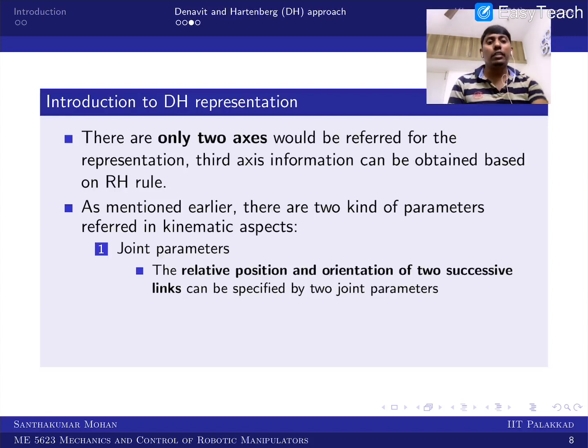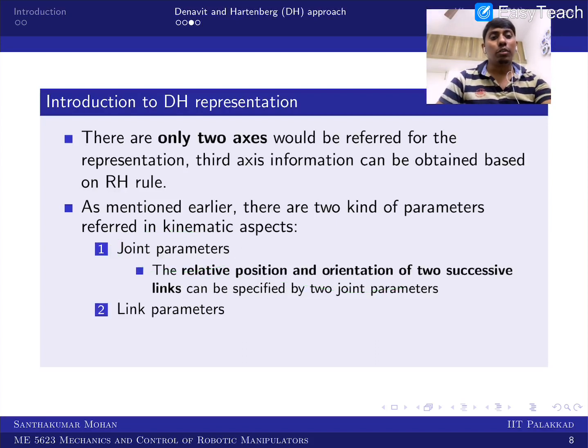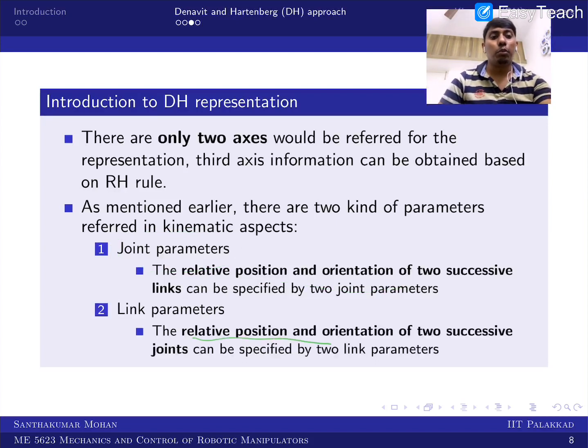So in the sense you can see that any parameter, what you call joint or link, would be relative position and orientation information. That's all. Now if it is a joint parameter, it would be two successive links. If it is a link parameter, it is the relative position and orientation of two successive joints. That's all. So this is what we are going to talk about. You can see the link parameter is the relative position and orientation of two successive joints.